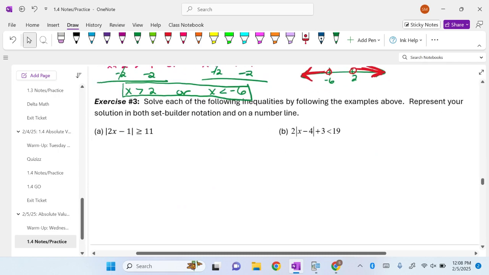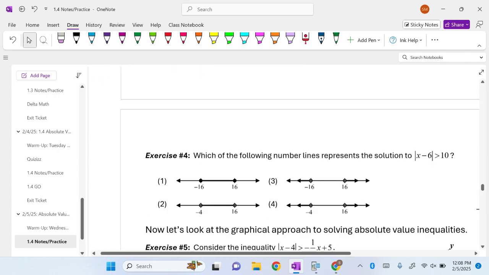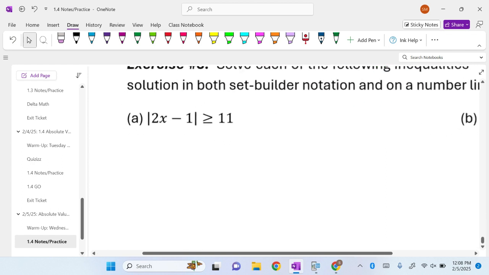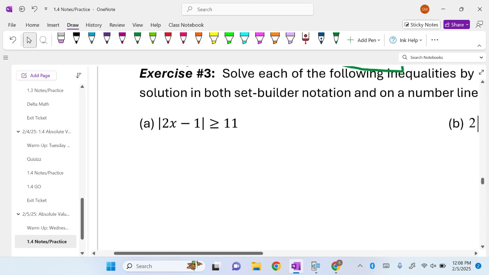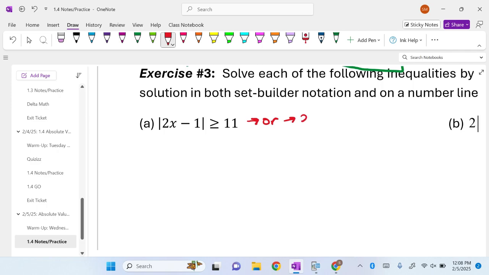All right, so let's do these two examples together. Let's do letter A together. So I have the absolute value of 2x minus 1 is greater than or equal to 11. First off, if I have greater than or equal to, will I end up with an and statement or an or statement? It's greater than, so it's an or statement. That also means we're going to have two separate inequalities.